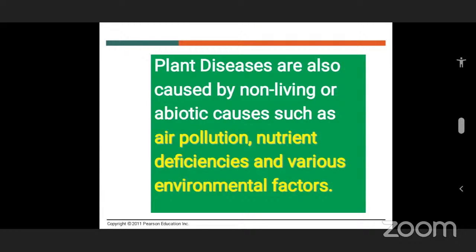For example, if you come to nutrient deficiencies, zinc deficiency in the rice field leads to the development of Khaira disease. Khaira disease is generally not caused by any living organism. There is no fungi and no bacteria responsible for the development of Khaira disease in the rice plant. It is mainly due to the deficiency of zinc. So it is one of the examples for that.